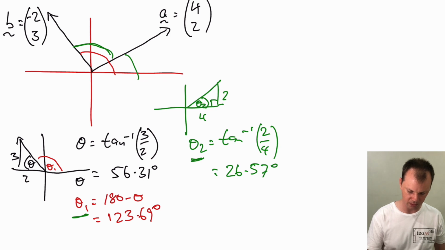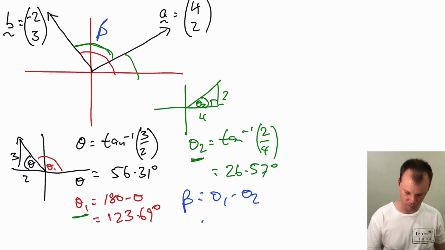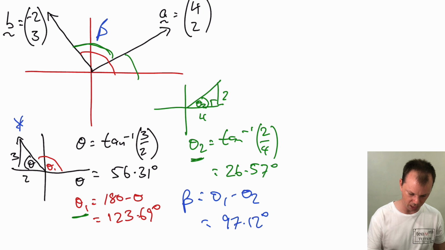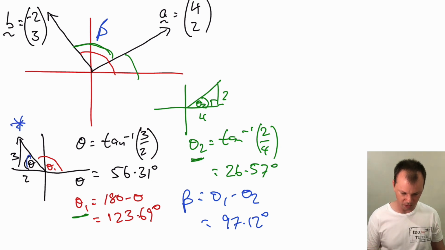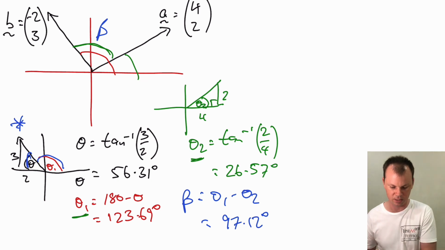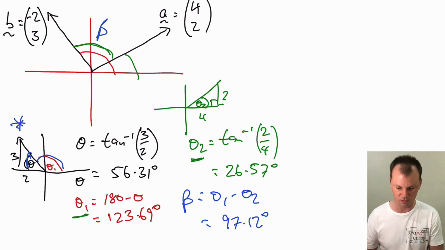theta 1 minus theta 2. So let's call it beta. We'll label that on there. 123.69 minus 26.57, and we get 97.12 degrees. So a little bit cumbersome, because we have to draw our diagrams here, get our angle, and convert the angle to this one, etc., etc. It does take a little bit of time.